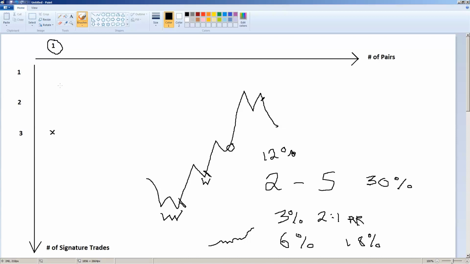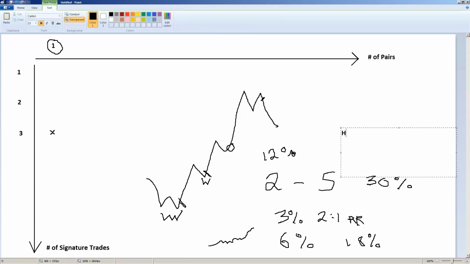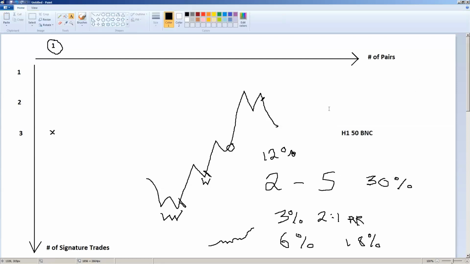Now let's take it the other way. Let's say, for instance, you don't want to trade all these trades. You want to trade your H1 50 bounce. Okay, that's the only trade you want. You don't want to trade anything else. That's your only signature trade. So in this case, we'll change colors here. In this case, oopsie, you have one signature trade, right? You're only doing one signature trade.